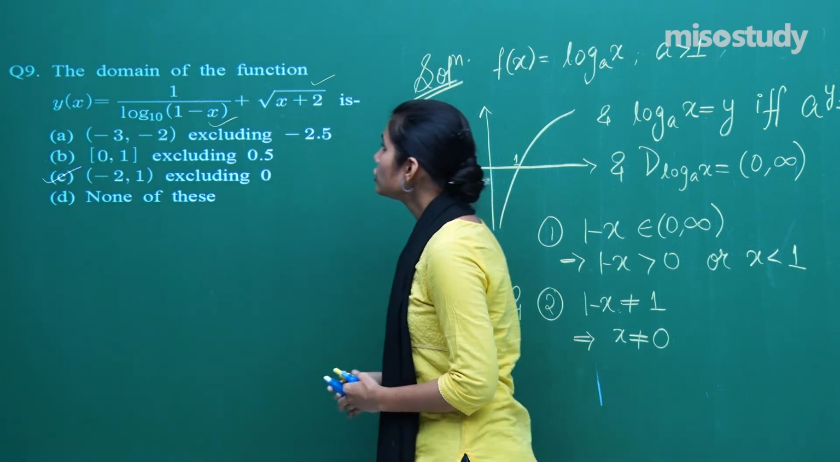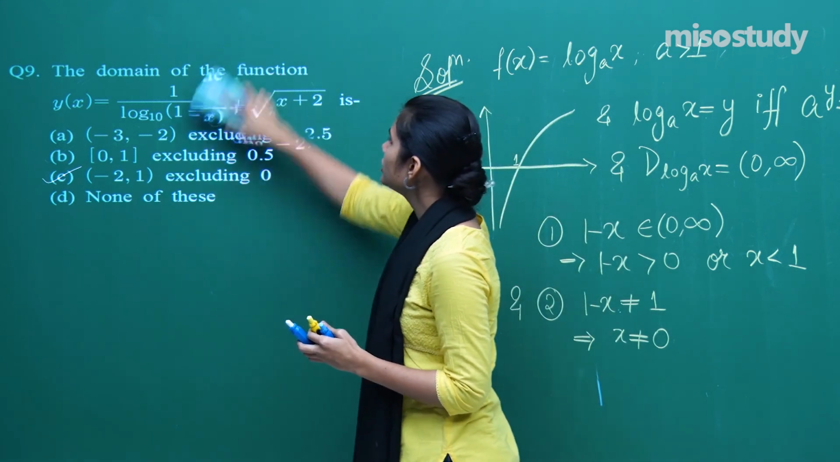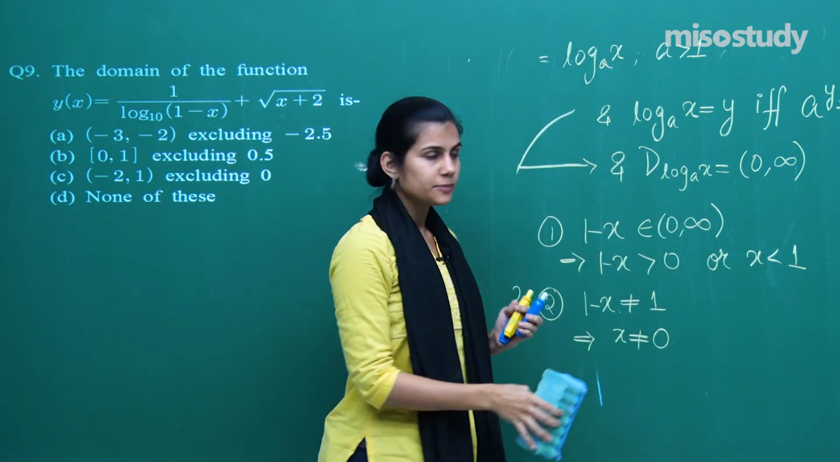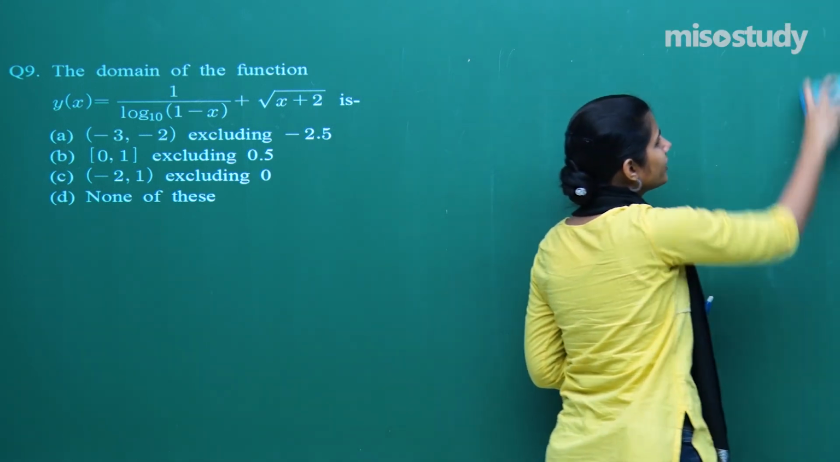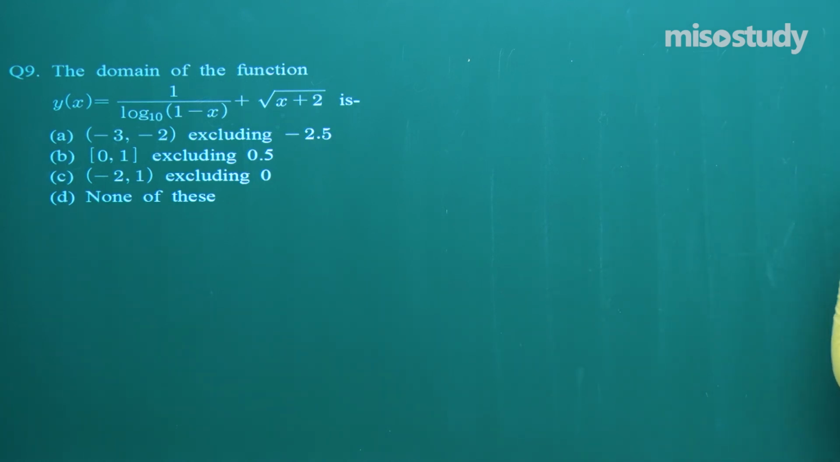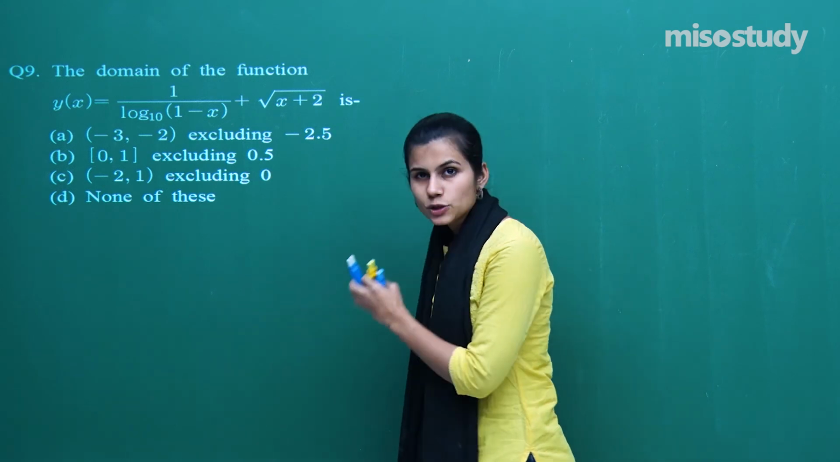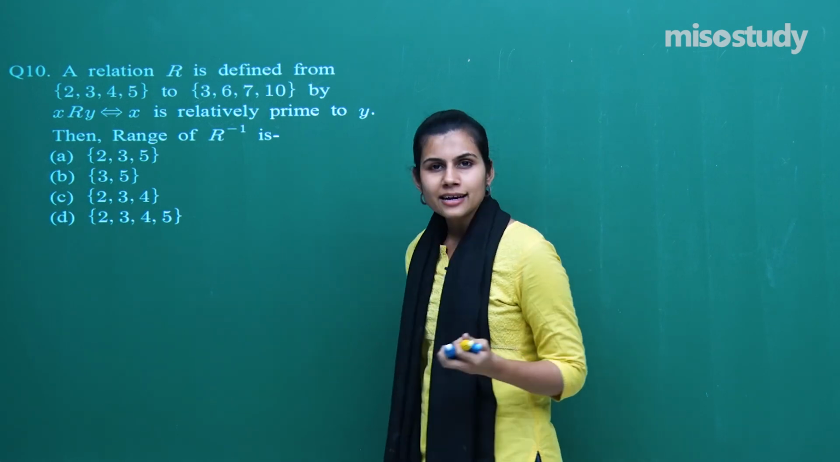Successfully obtaining the domain for this function, which just used the concepts of square root function and the logarithmic function, we have come to an end of this question. Moving to the last question in the league, let's see what that decides to bring for us. But before that, mind it that your concepts about question number 9 are very, very clear. Until and unless you are aware about the behavior of the logarithmic function and the square root function, this question cannot be solved. Question number 10 again deals with relation.